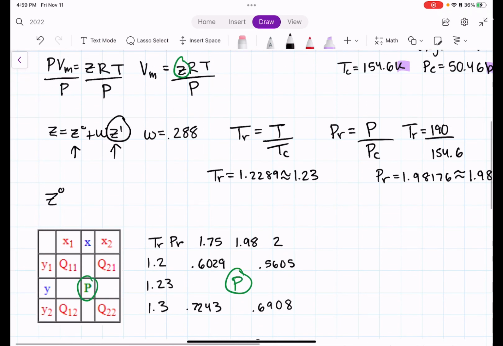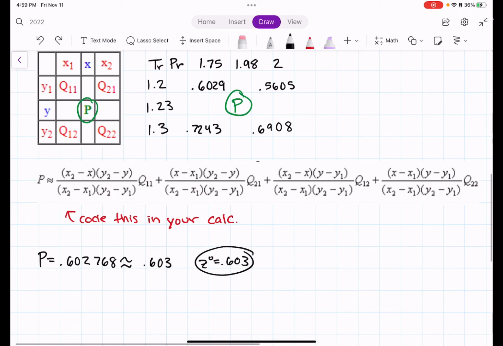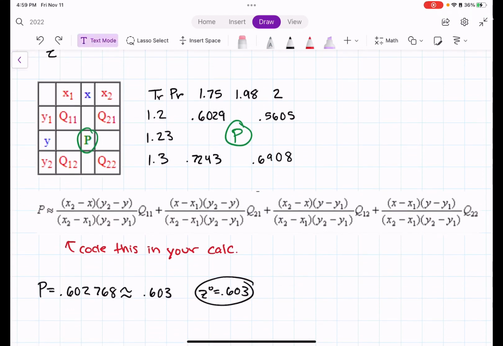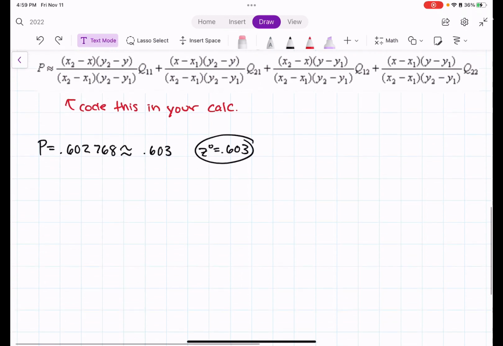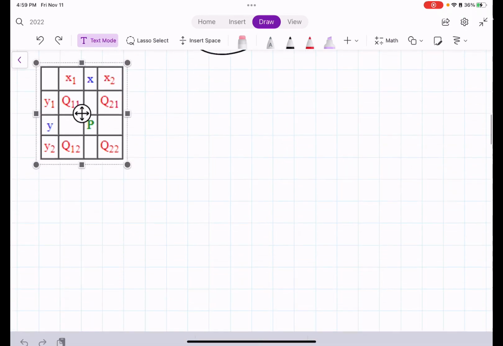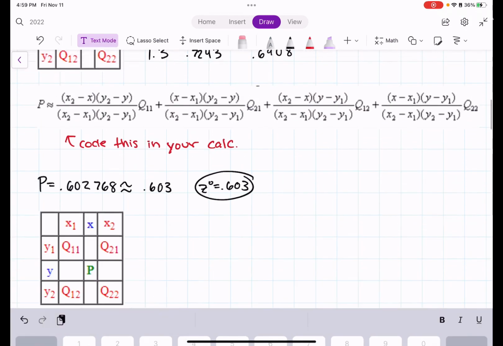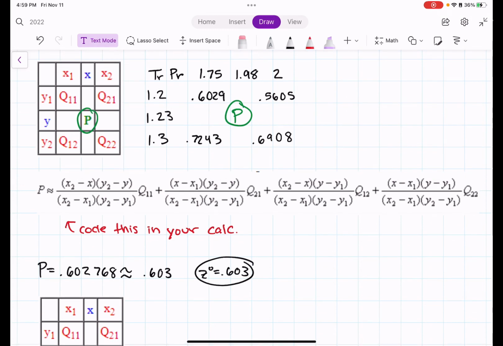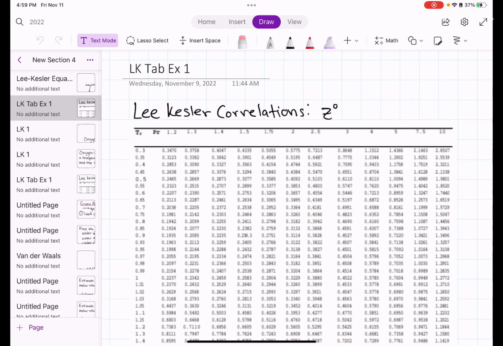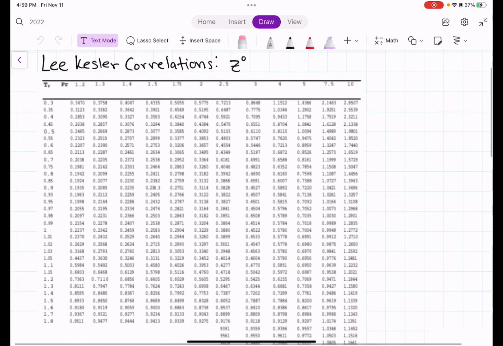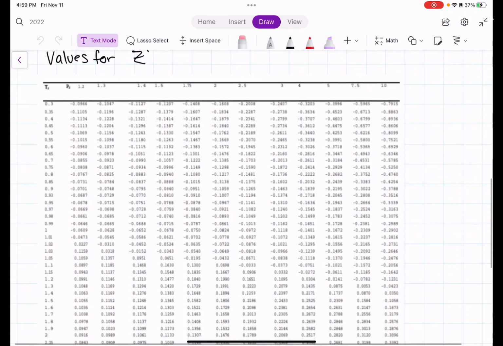We still need to find Z prime, and we're going to do it the same way we did for Z naught. So I'm going to go ahead and pull up the table. We're not looking at Z naught, we're looking at Z prime this time.